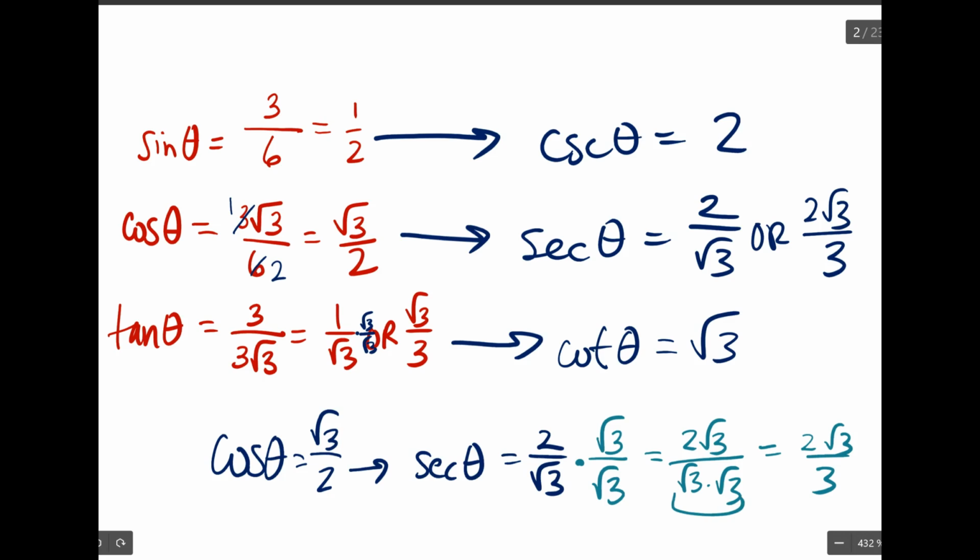Because this is the same thing as √3 squared. The root and the square cancel out.